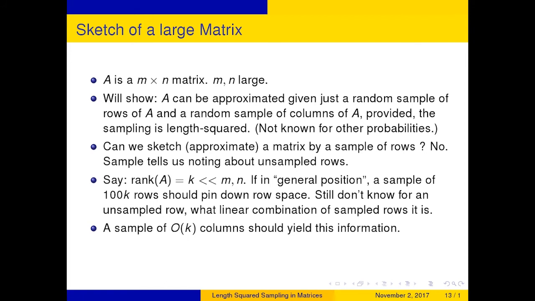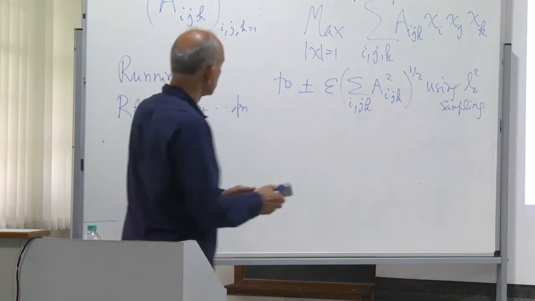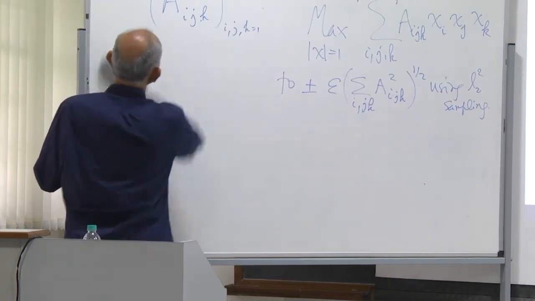Okay. Now, suppose I pick order K columns of A. That should also tell me for the unsampled rows what linear combinations we need to take, provided things are not degenerate. So what do I mean?